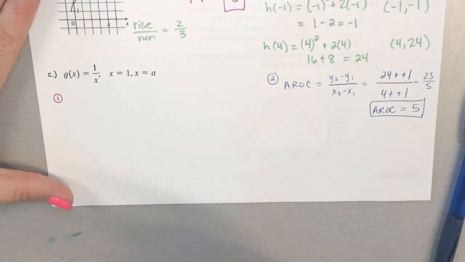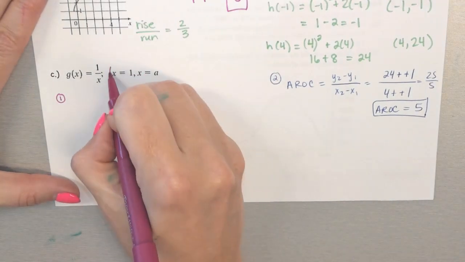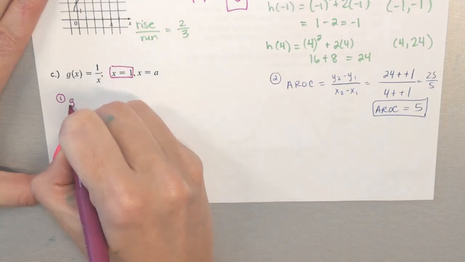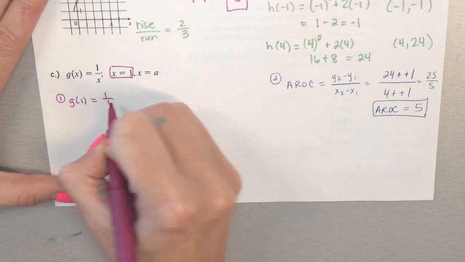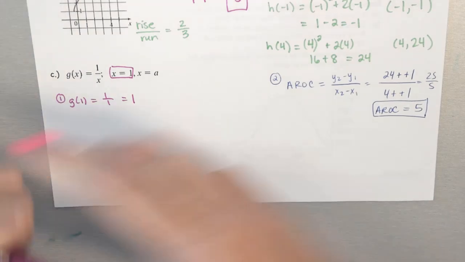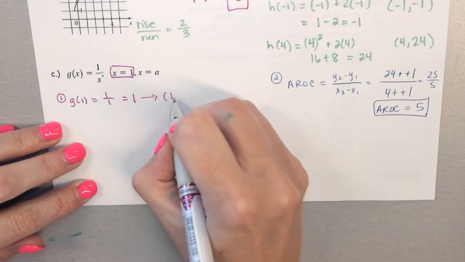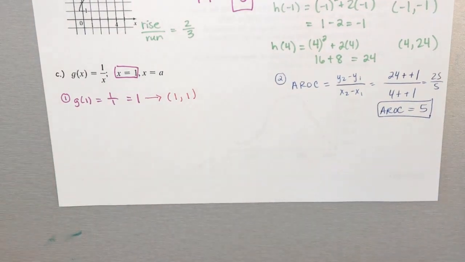So we're going to start step 1 just like we did before. So I have x is equal to 1. So g of 1 is 1 divided by 1, or 1. So then let's write that as a point. What did I plug in? 1. What did I get out? 1. Okay, it just so happens that for this one and the last one, our input and output were the same. That doesn't always happen like that.